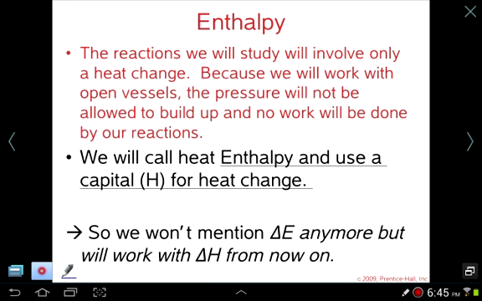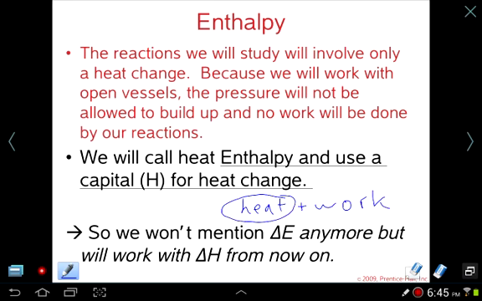So we'll call the heat component enthalpy. And this is actually an old word related probably to the Latin or the Greek version of heat, enthalpy. And we'll use capital H for the heat change. So actually, from this point on, we're going to drop delta E. We're not going to talk about it too much more. Remember, delta E has both a heat and work in it. What we're going to do is we're going to single out heat from now on.